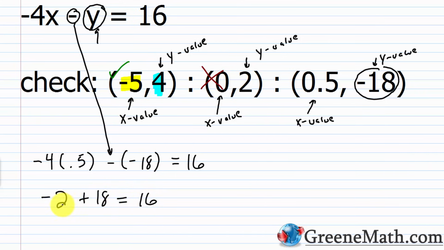And so, yeah, this is going to be true. Negative 2 plus 18 is 16. 16 does equal 16. Same value on each side of the equation. And so we're going to check mark this and say, yes, it is a solution to the equation.